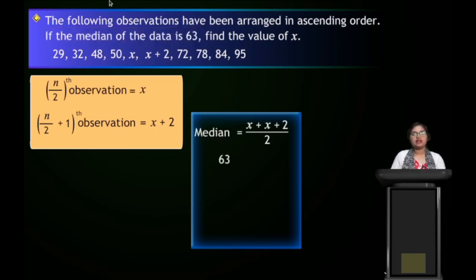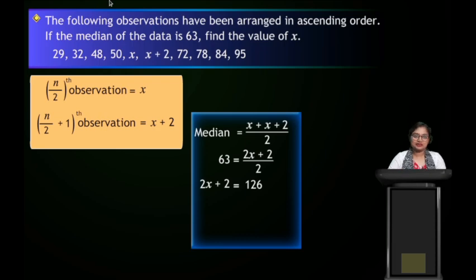So what will it become? 63 is equal to (2x plus 2) divided by 2. Then here we have to find the value of x. So what do we have to do, children? Yes, we have to take cross multiplication, right? So on cross multiplying we get 2x plus 2 is equal to 2 times 63, which is 126.